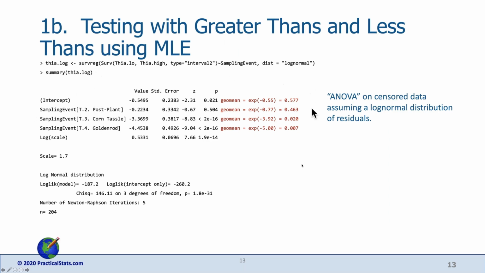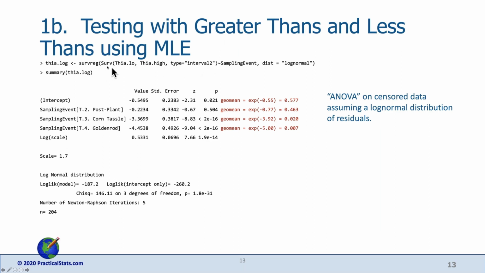This is the output, this is the table. It looks a lot like a regression type table. That's because the command is called survreg, and reg stands for regression. So we're actually doing regression to get an ANOVA type of procedure. The Y variable is represented by this entire thing from Surv, capital S Surv, all the way down to interval2, quote, end quote, and parenthesis. That is the Y variable.